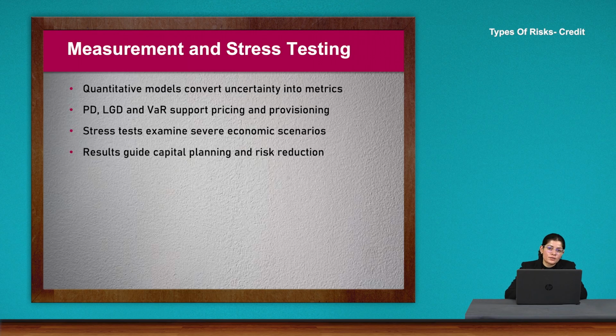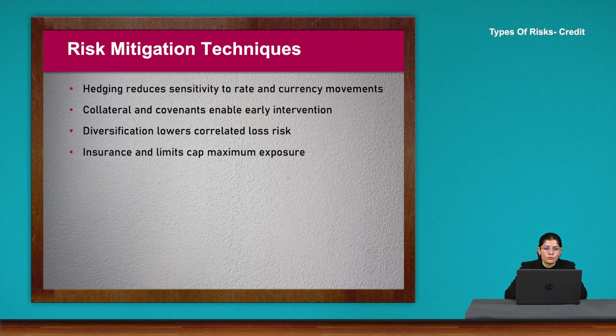That is, how measurement and stress testing improves decisions. So quantitative models convert uncertainty into actionable metrics such as PD, EAD, LGD for credit risk, VAR for market risk, scenario-based estimates for operational risk. Since models are approximations, stress testing is essential. Severe but plausible scenarios, economic downturns, interest rate shocks, or major defaults, to test resilience, are required. Results guide capital planning, risk reduction, or strategic adjustments. Now let's move to another slide.